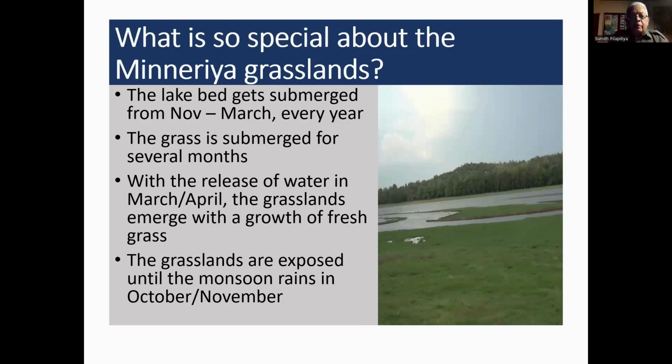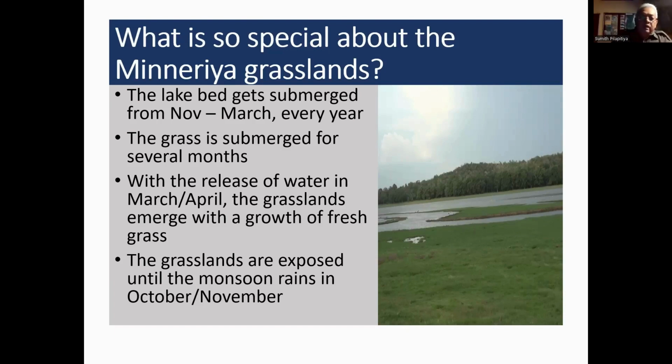Every year, prior to the Moragahakanda project, due to the northeast monsoon and water flow from streams and rivers into Minneria, the lake bed, which is the grasslands of Minneria, got submerged in water. It got full of water from November to March every year. During this period, there are no grasslands visible. Everything is underwater. But with the release of water in March, April for the Yala cultivation, the water starts receding and the grasslands that have been submerged start emerging. Having been underwater for 3 months or so, the grass is dead and new grass starts growing. And these grasslands are exposed continuously throughout the dry season from March, April until the end of October, when the monsoon rains come again and the reservoir bed gets submerged.